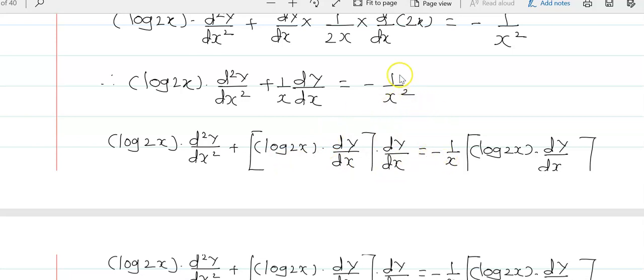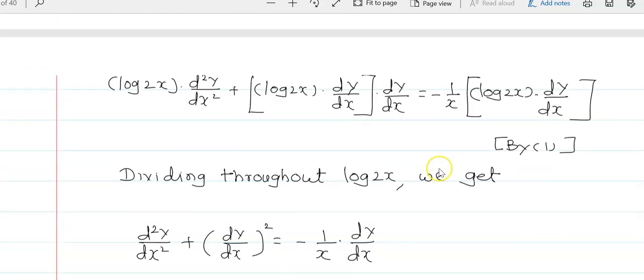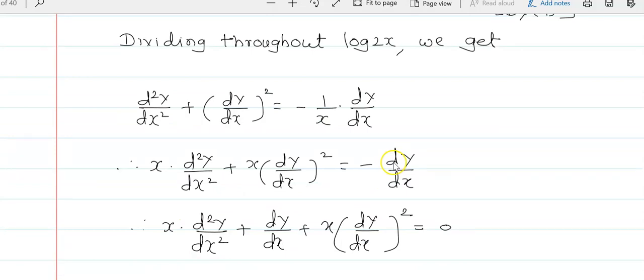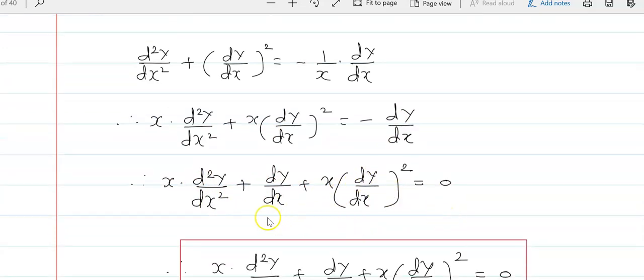Again, split this up. 1 upon x square means 1 upon x into 1 upon x. 1 upon x is log of 2x into dy by dx. And that's why you are getting cancellation on both sides of log of 2x. Therefore, you will get d2y by dx square plus dy by dx bracket square minus 1 upon x into dy by dx. Write in this form, that is x into d2y by dx square plus dy by dx plus x into dy by dx bracket square. Now, in the textbook, the answer is x y2 plus dy by dx plus x dy by dx bracket square.